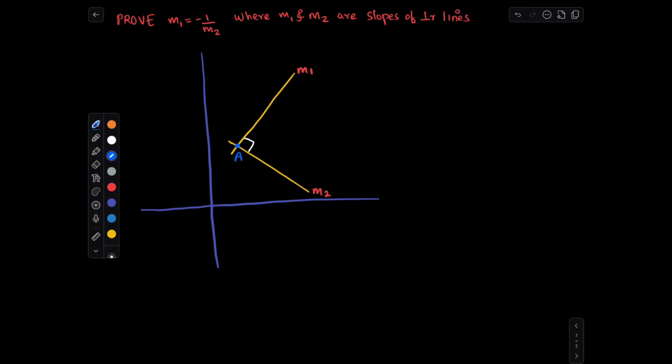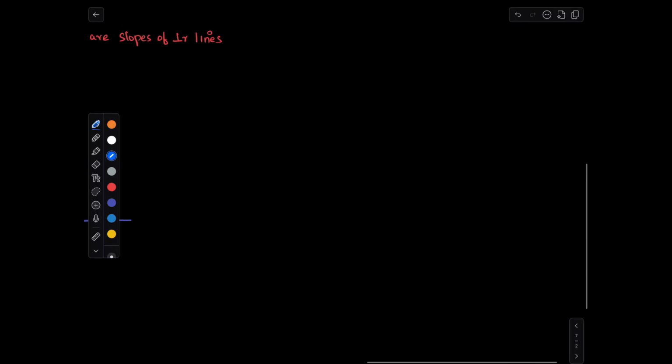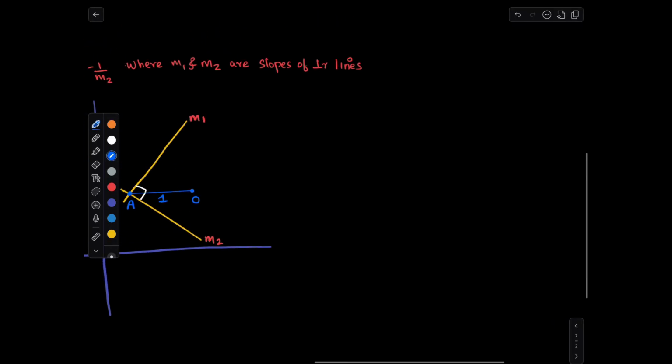Let A be the intersection point of 2 lines with slopes m1 and m2 that are perpendicular to one another, meaning the angle between these 2 lines is 90 degrees. Let's now draw a horizontal line of length 1 from A. And let the other endpoint of this line be named O. Now, the line segment AO has length 1. Let's now draw a vertical line that passes through O and intersects with the lines at points P and Q respectively.